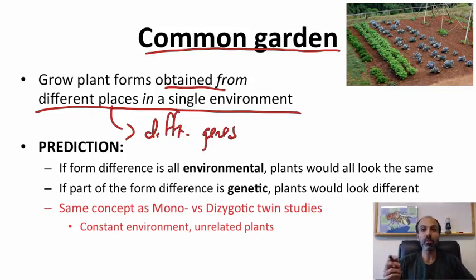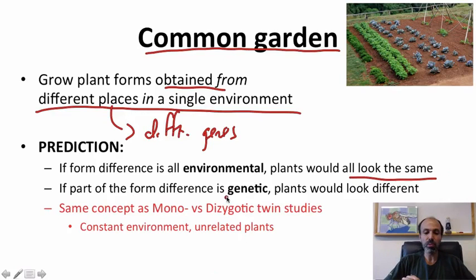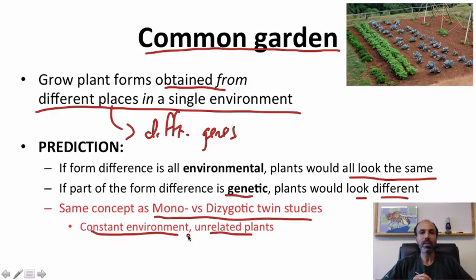So if the form difference between, say, the high elevation plants and the low elevation plants was all environmental, right? If you grow them in the same place, they should all look the same. In contrast, if this form difference between the tall and short plants was all genetic, then the plants should look quite different. Even if it's partially genetic, they should look quite different. This is very similar to the concept of mono versus dizygotic twin studies because, again, we're using unrelated plants, so they have different genes, but looking at them in a constant environment.